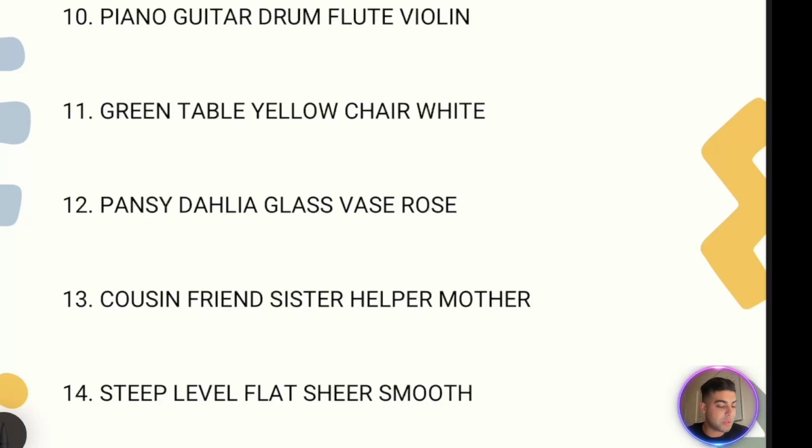Let's get started with question 10 and see how we did here. So we have piano, guitar, drum, flute and violin. So what was the commonality here? Well, if you chose drum and violin, you are absolutely correct. As we know, you could play a piano, a guitar and a flute with your hands, whilst a drum can be played with sticks and a violin can be played with a bow.